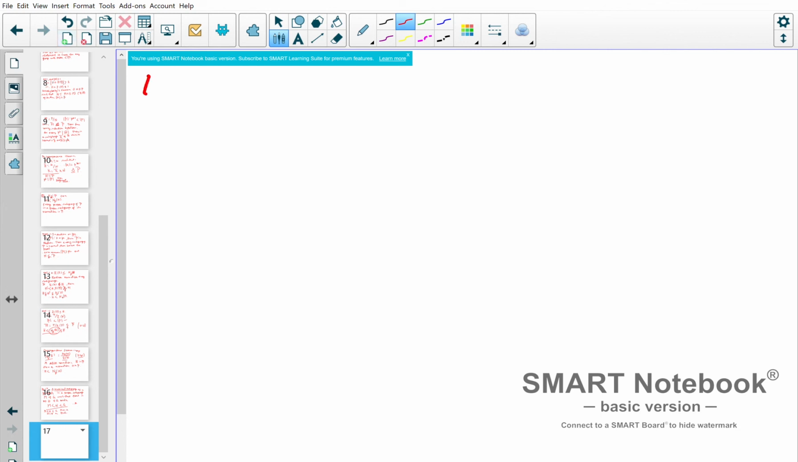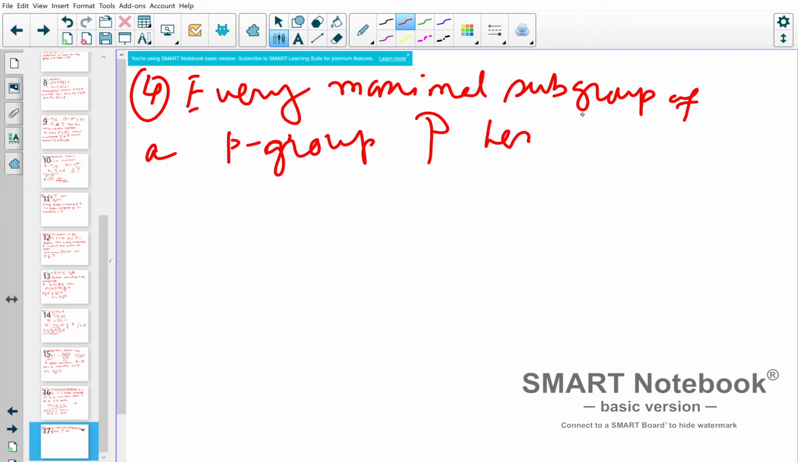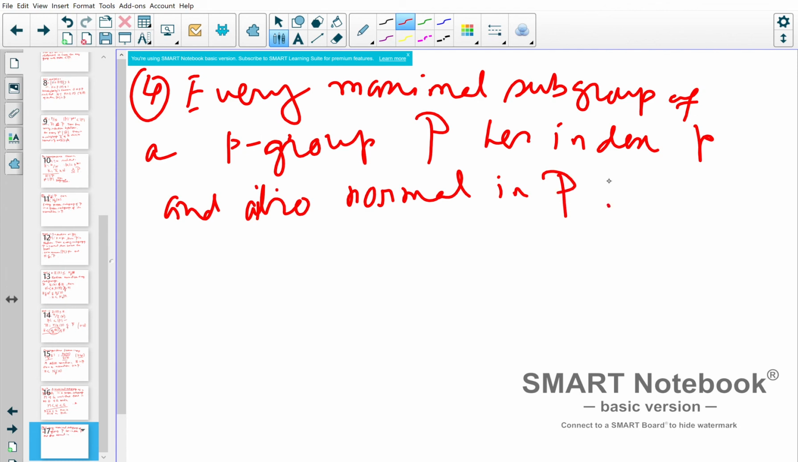Yeah, so we can have a theorem that every maximal subgroup of a P group has index P and it is also normal in P. Okay, so maximal subgroups of P groups have index P, and they are also normal subgroups inside the P group. Now, how to prove this kind of statement?